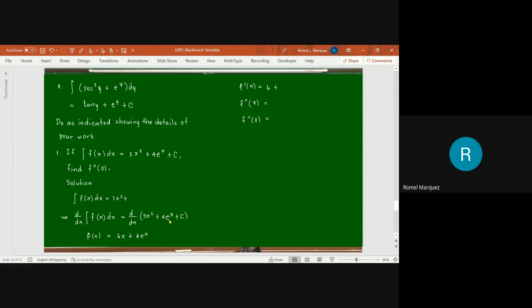Okay now? So our answer is 4e to the 0 for f double prime of 0. So that is now equal to 4. Okay? Is that clear, guys? So the answer is 4. Let's have another one.